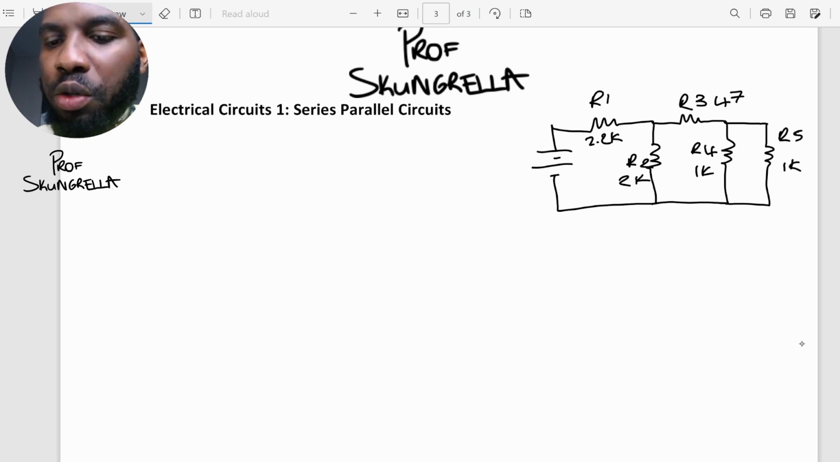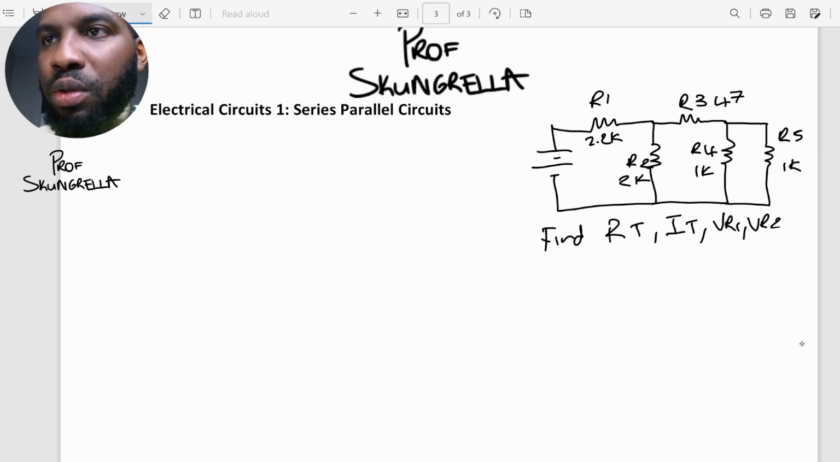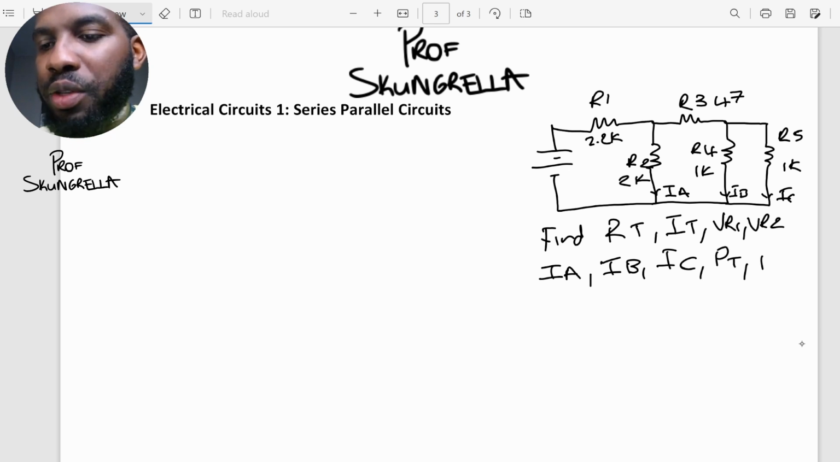Right? And you are told to find the following. Find RT, then find the total current, then find VR1, then find VR2, then find current IA, and of course it's going to be the current here. Let's call this one IA. And let's find IB. And this current going down here, we'll call it IC. All right, and then let's find the total power. And let's find the power in resistor R3. All right, so we're told to find all of these.